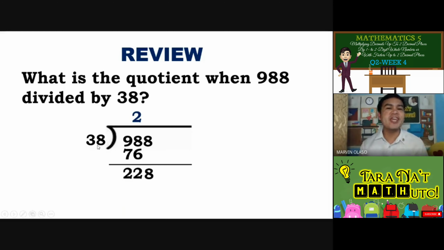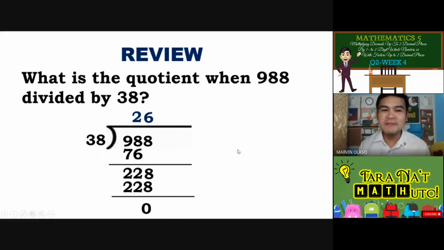228 divided by 38. So, how many? We have more or less 40. So, 40 times 6, we have 240. Medyo malapit doon. Pag 5 naman ang ating kinuha, 40 times 5, mga 200 lang. So which of the two? 6. So 38 times 6, we have 228 to be exact. All right. So it means there is no remainder. So 988 divided by 38 is equal to 26.